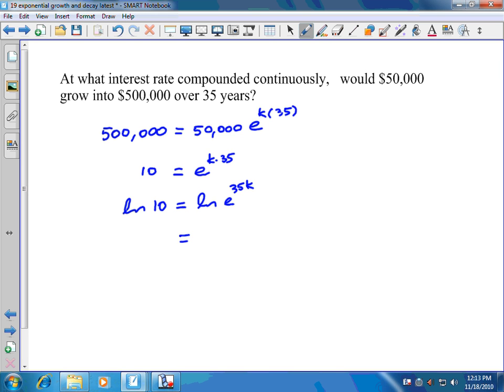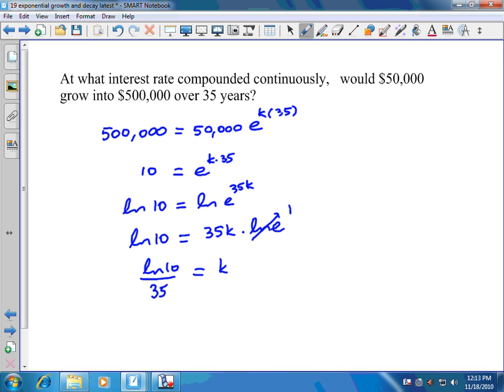And let's bring the 35k down. Once again, ln e is 1. So to get k, we have to divide both sides by 35. So let's see what the growth constant is. I'm going to enter ln of 10. Make sure you close your parentheses after that. And then division by 35.